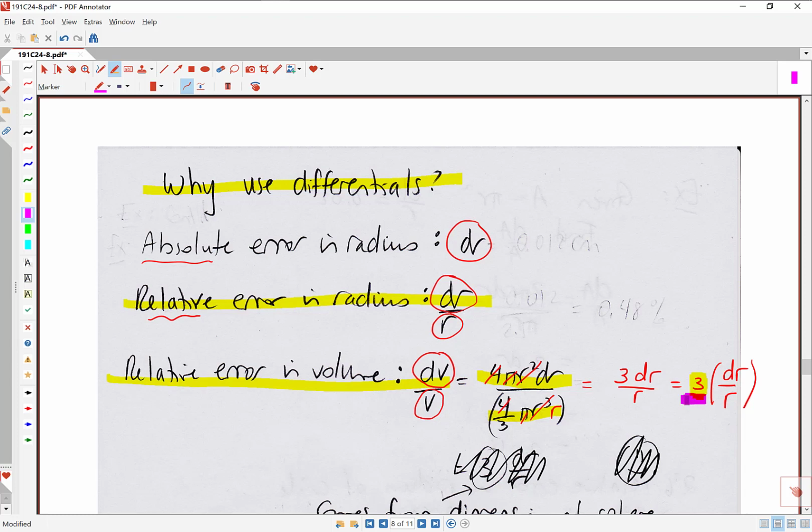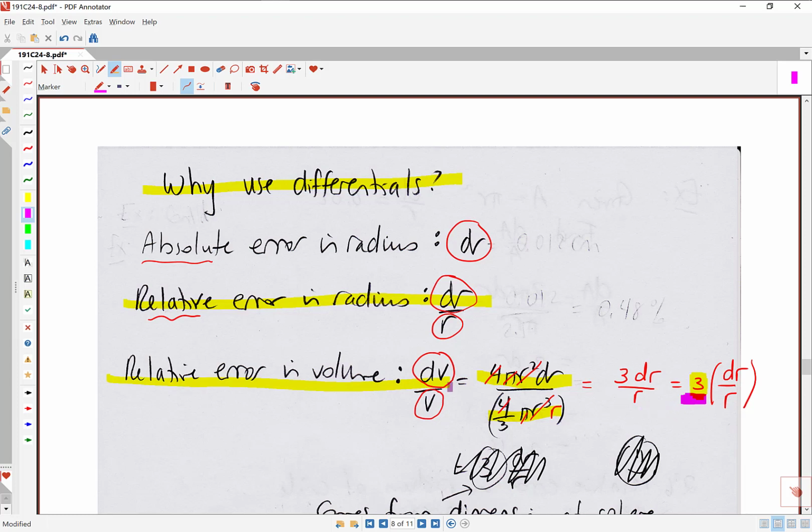So if you were doing a 2-dimensional area problem, you would have found a 2 in this place. If you were doing a 3-dimensional volume problem, you'd find a 3 in that place. So the multiple by which the relative error in the volume relates to the relative error in the radius has to do with the dimension that we're working in. So those connections are what make it really useful to be working with differentials.